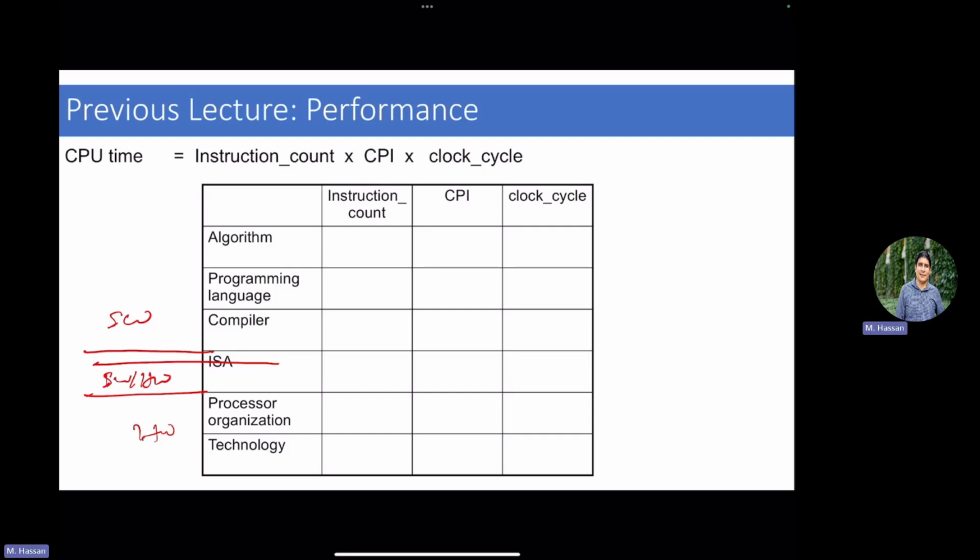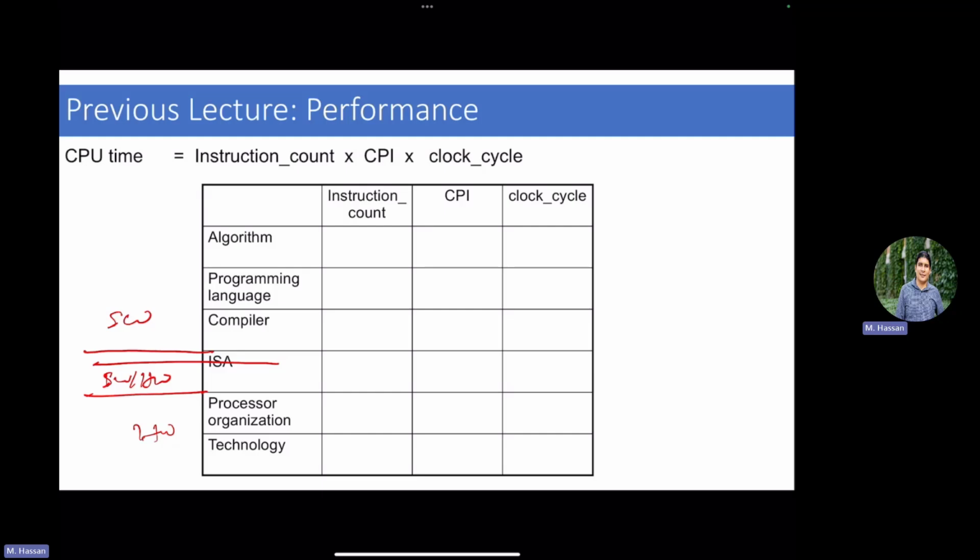Great. So we would expect from this discussion that instruction count would be impacted mainly by those software ones, right? So algorithms would impact instruction count. What about programming languages? Would they impact instruction count? What do you think? It might. True. So based on the programming language I'm writing my algorithm in, I would end up compiling in a certain way, ending up with a certain number of instructions.